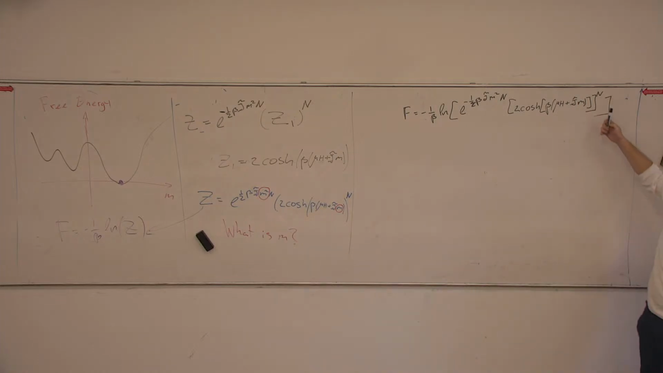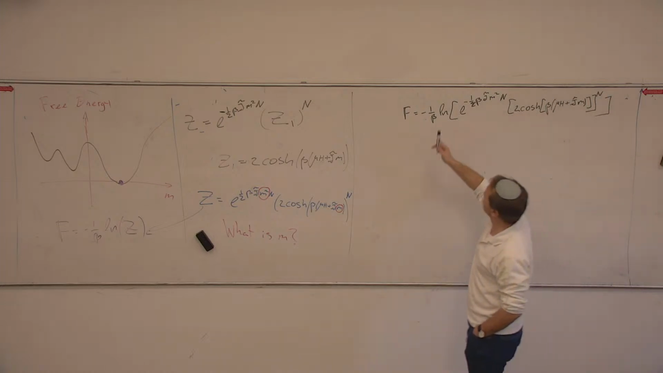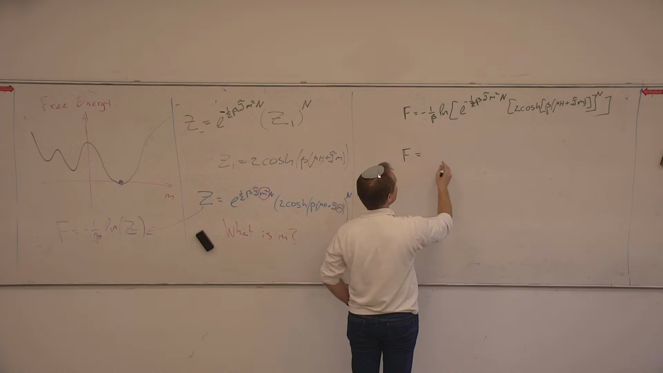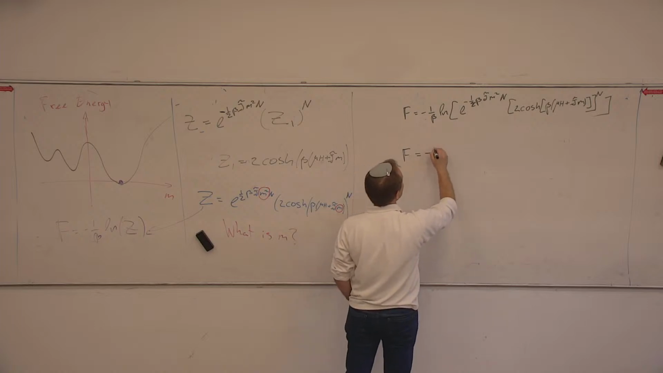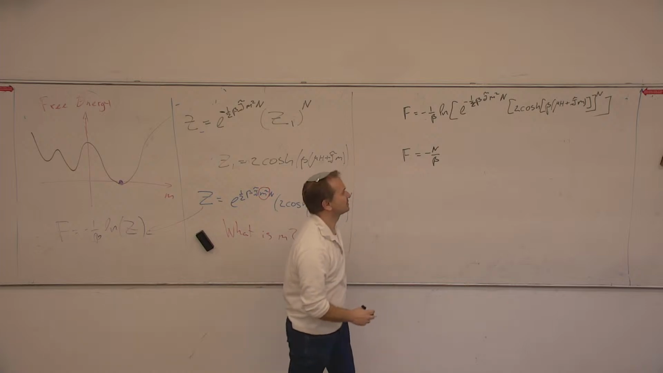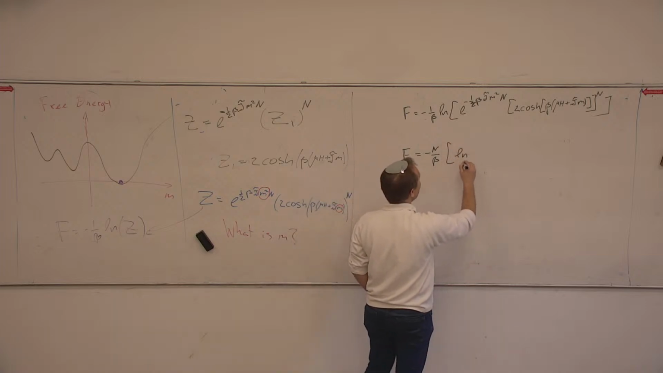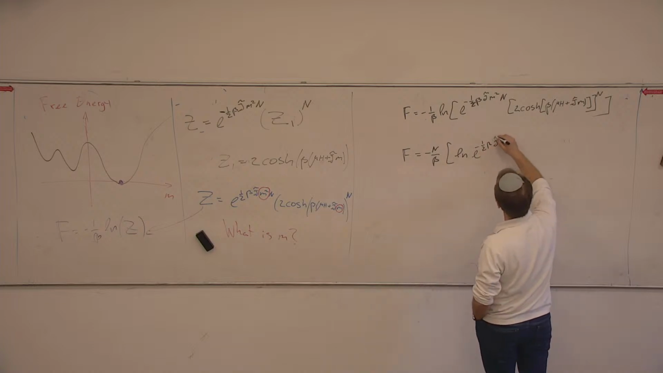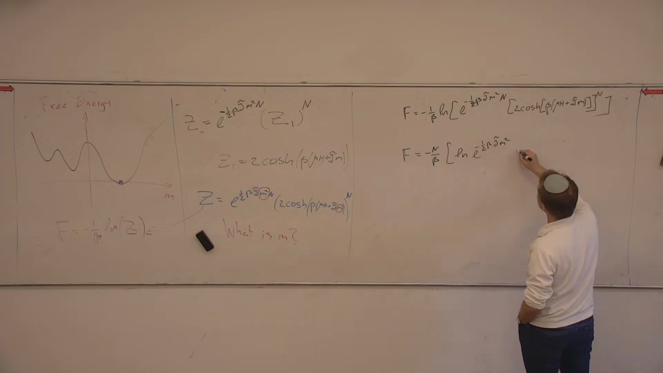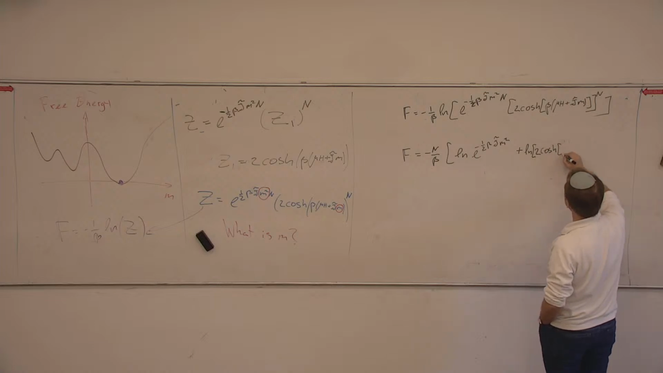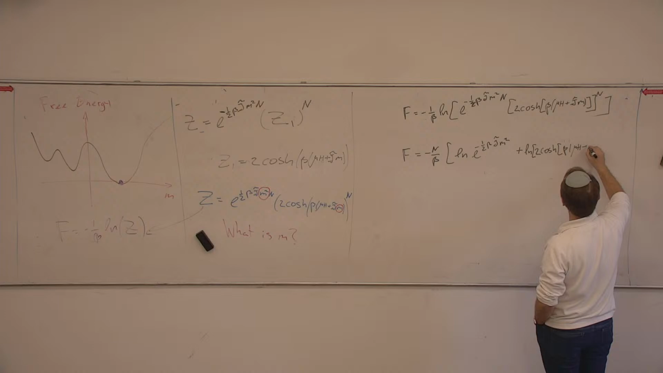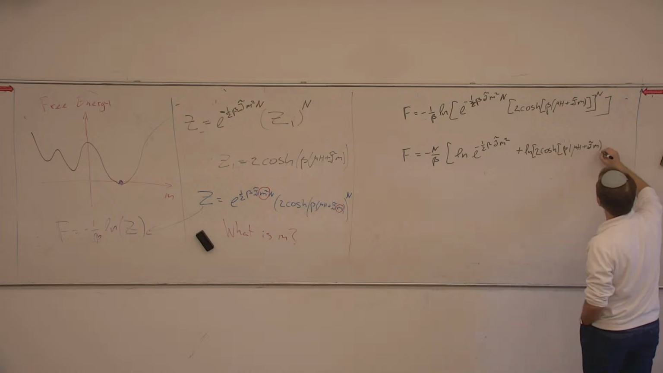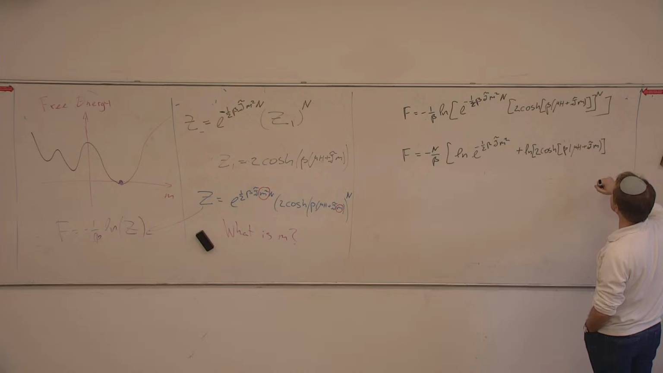Okay, so first of all, what we can do, we can take n outside of the logarithm. So we know that f equals minus n divided by beta, and here we have a log of e to the power minus 1/2 beta j tilde m squared, and we have plus a log of 2 hyperbolic cosine of beta mu h plus j tilde m. Close the parentheses.